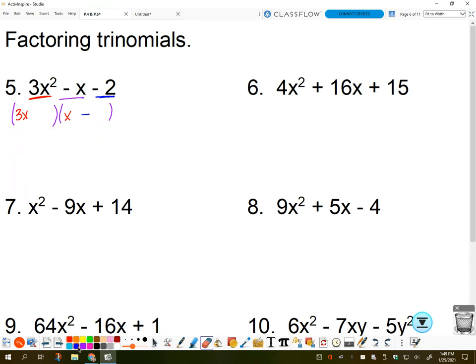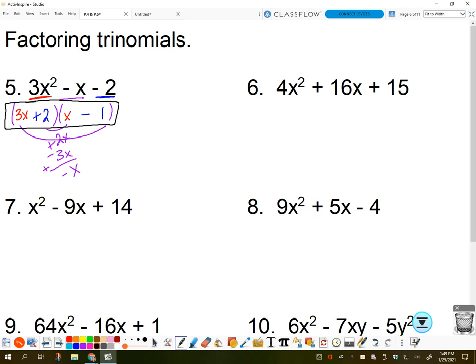All right, so we said switch 2 and 1, so we'll put a positive 2 here and a negative 1 there. Now we'll check. Here we're going to get a negative 3x. Here we're going to get a positive 2x. If I add those, I get negative x, which is what I wanted. So I am done. I factored correctly. This is my answer. If I multiply those 2 parentheses together, I'm going to get that original problem.